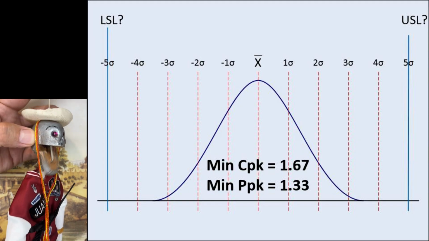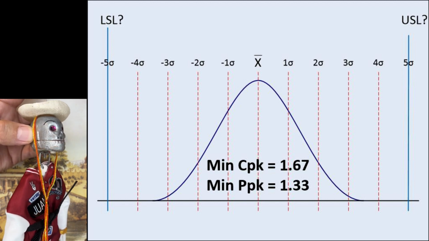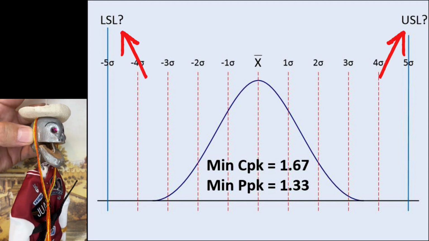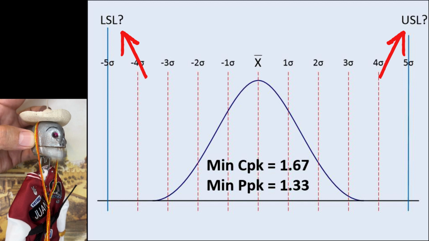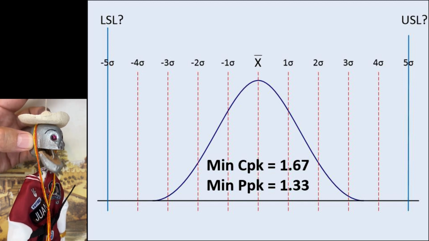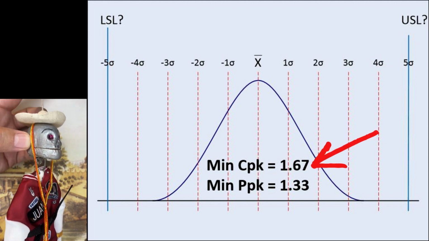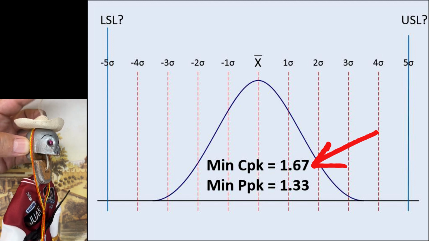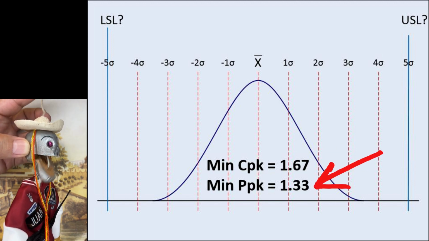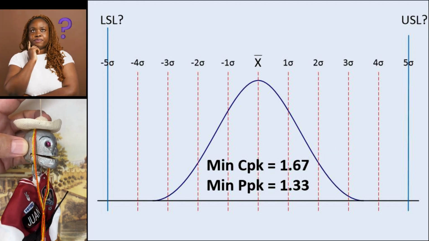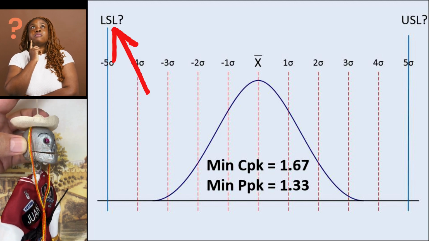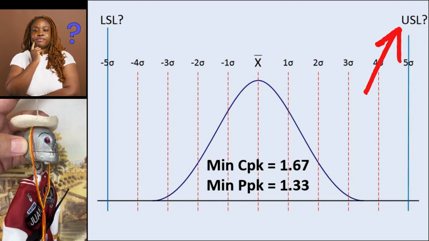But what about the other way around? Let's say that you need to establish the print tolerances of a given dimension, and the company has asked you to achieve a minimum CPK of 1.67 and a minimum PPK of 1.33. What do you do? How do you establish the print tolerances in order to achieve these indexes?